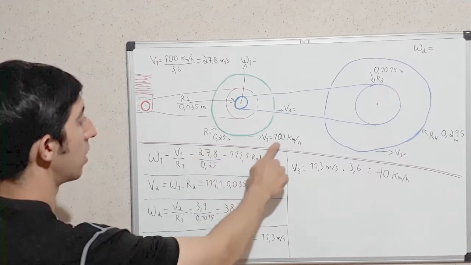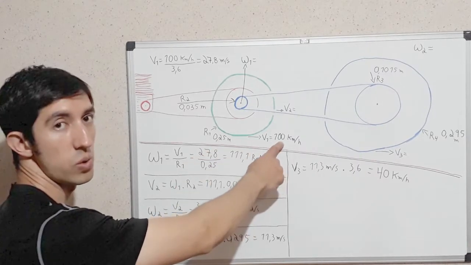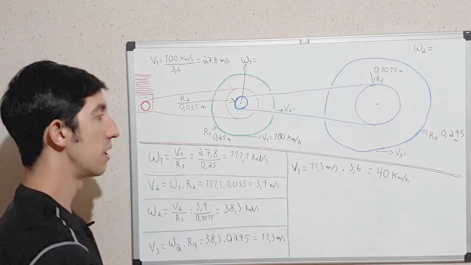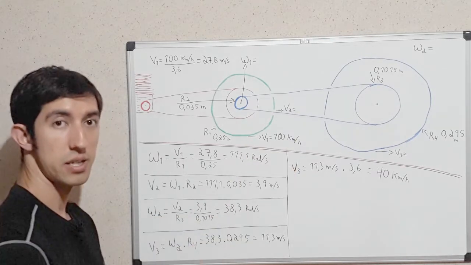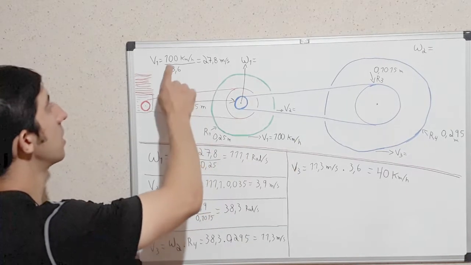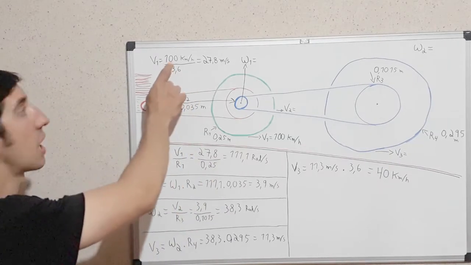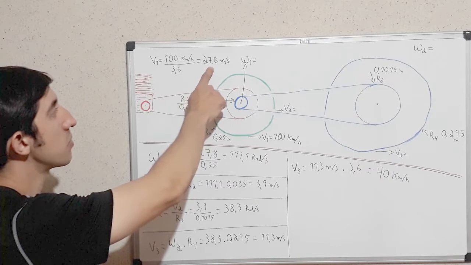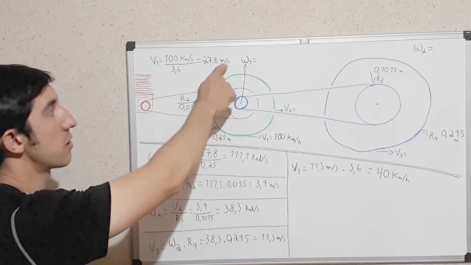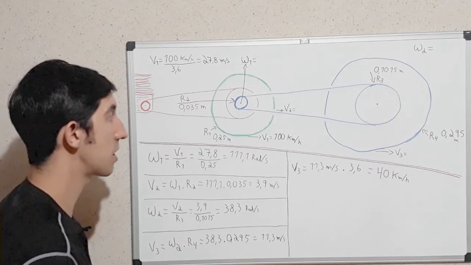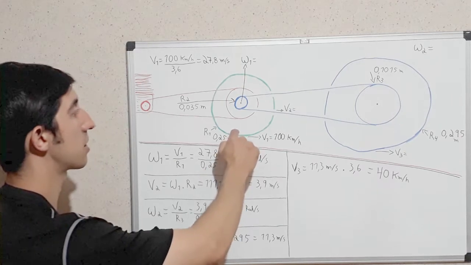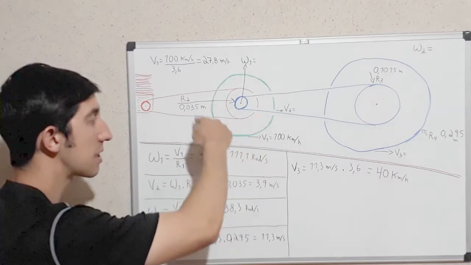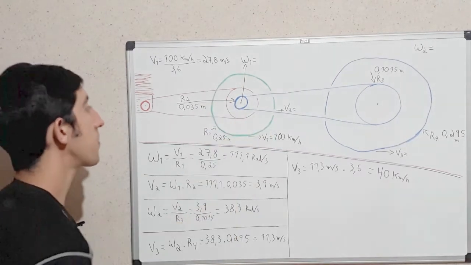So now we have 100 kilometers an hour. We need to convert that to meters per second. To convert, we divide 100 kilometers an hour by 3.6, and we have 27.8 meters per second. We don't have the tire here, but it's the speed that the tire travels.